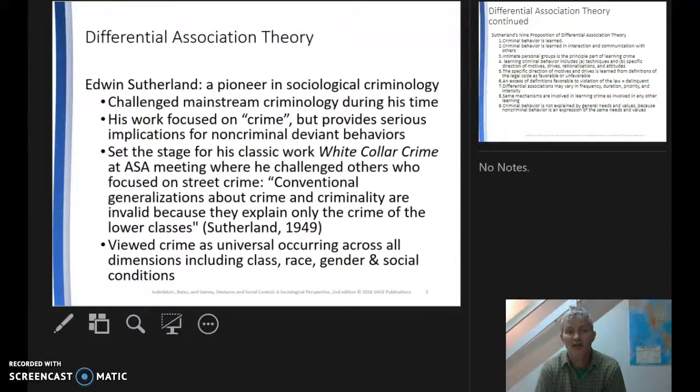He set the stage for his classical work, White Collar Crime, at the American Sociological Association meeting, where he was the president, and he ultimately challenges the others who focused on this street crime. He said conventional generalizations about crime and criminality are invalid because they explain only the crime of the lower class, and they leave the upper and middle classes alone. He viewed crime as universal, and he thought that it occurred across all dimensions, including class, race, gender, and social conditions, which was not the common perception of the time.